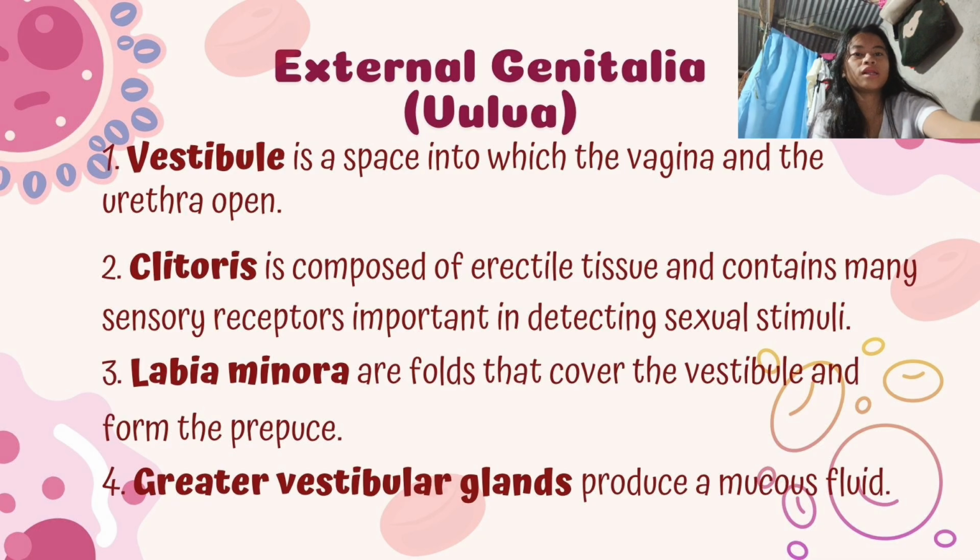Next is the labia minora. These are inner folds of skin that protect the vaginal and urethral openings. It helps form a small hood-like structure called the prepuce, which covers the clitoris, and the skin is thin, delicate, and rich in nerve endings.